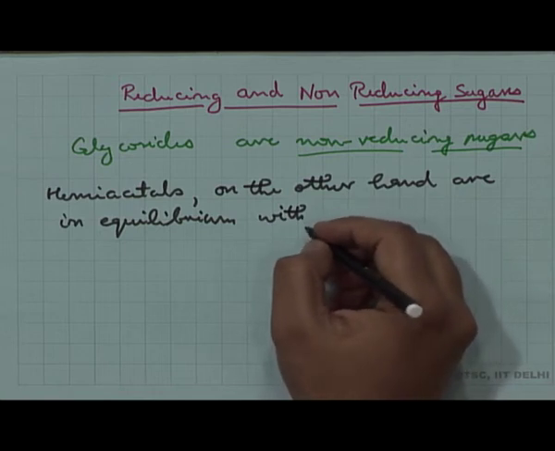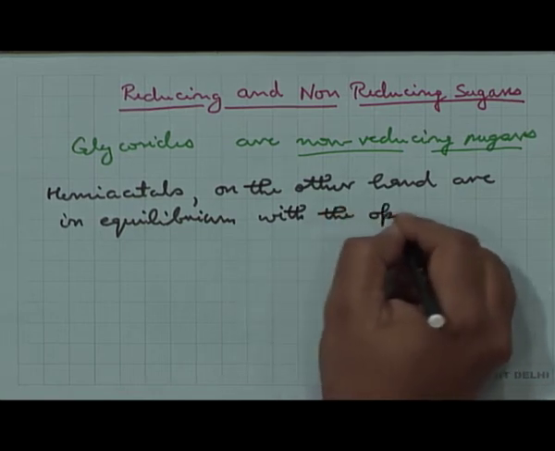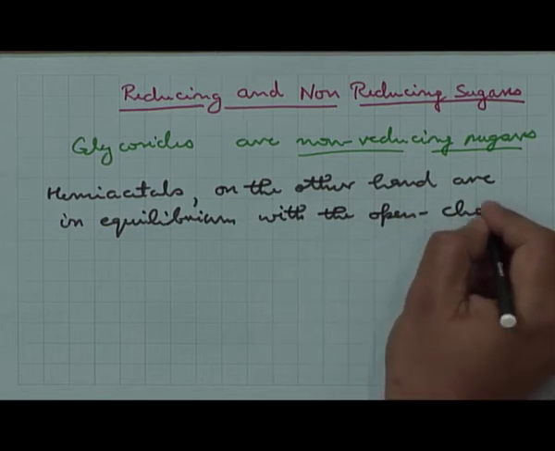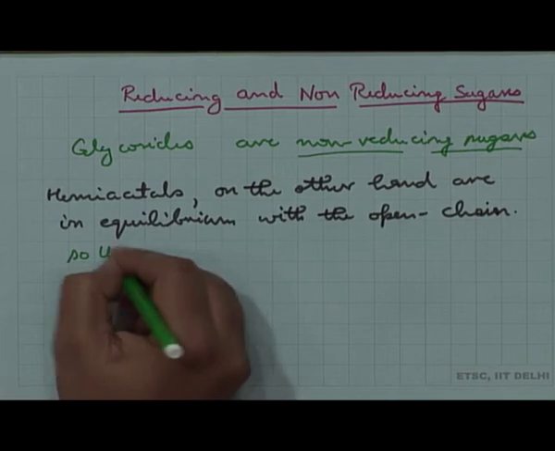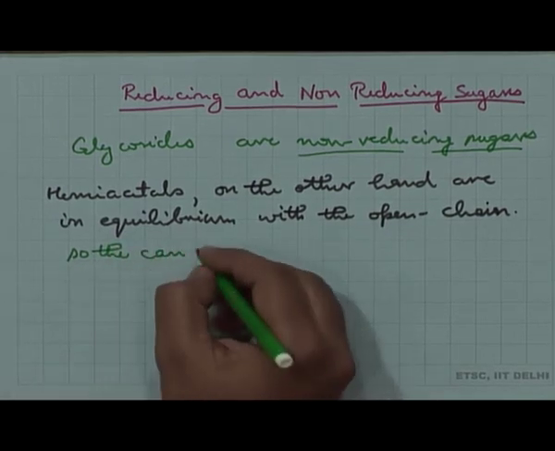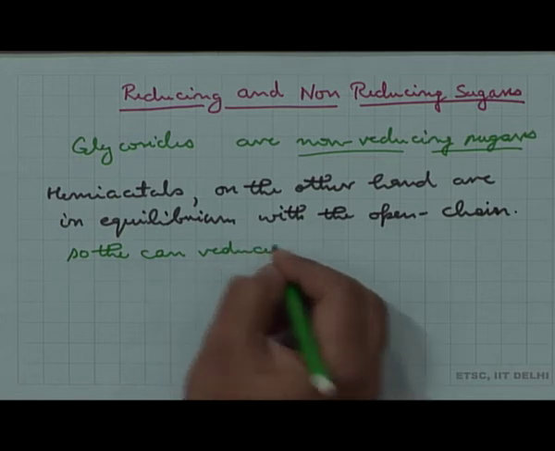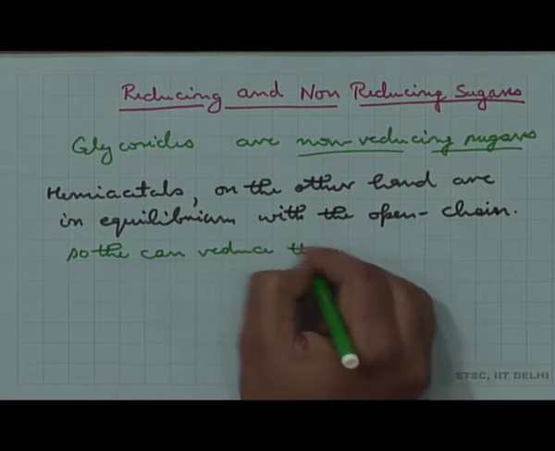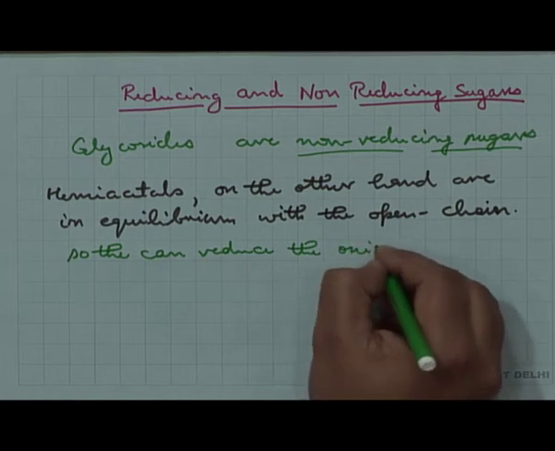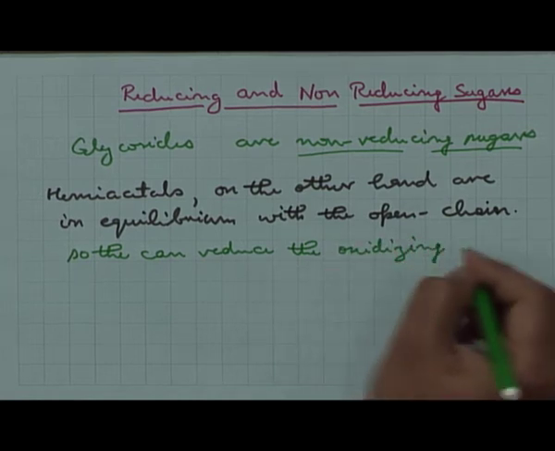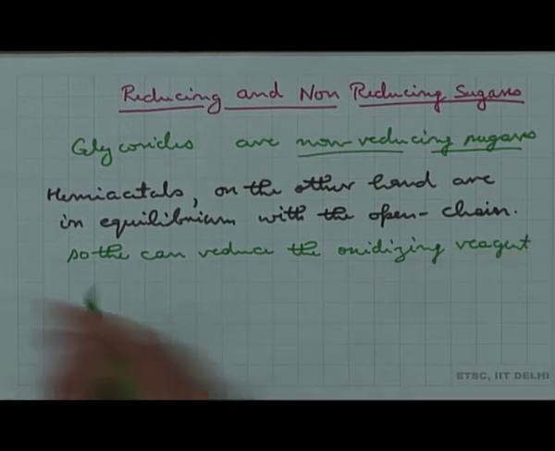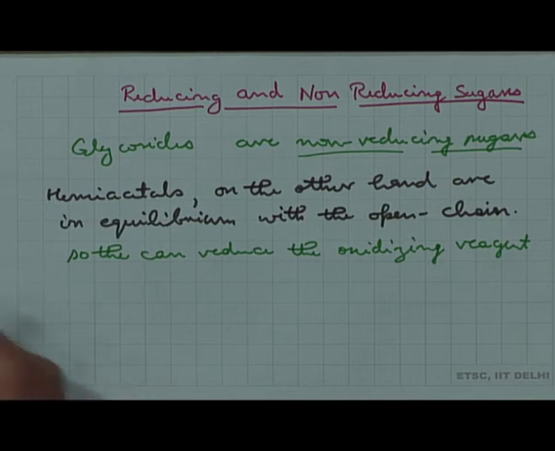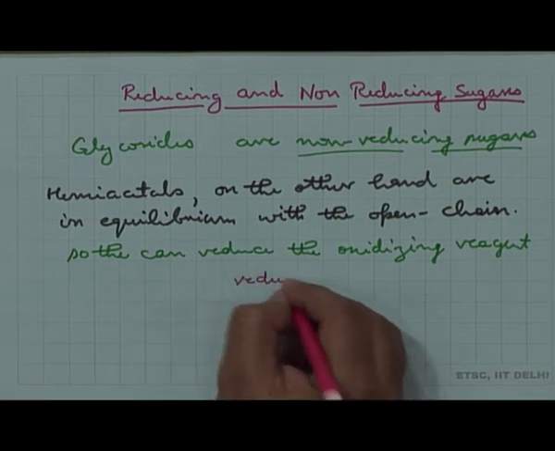Equilibrium with the open chain. So, they can reduce the oxidizing reagent, and therefore it is classified as a reducing sugar.